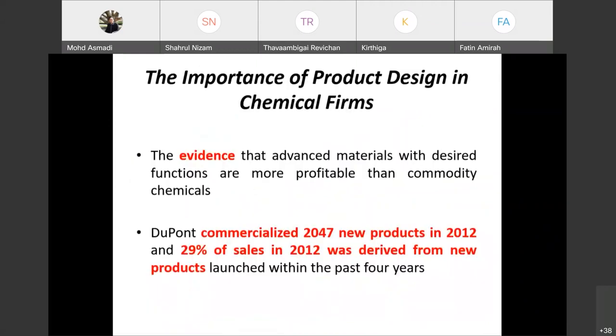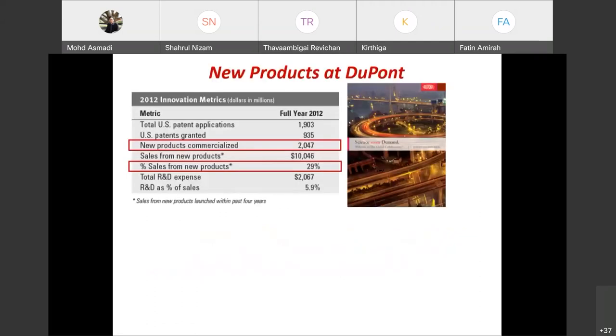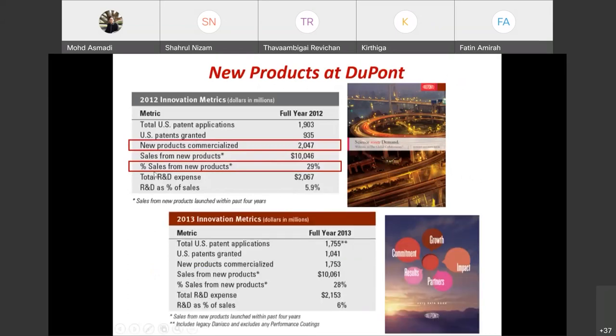Okay, let's see the importance of product design in chemical firms. The evidence that advanced materials with desired functions are more profitable than conventional chemicals. If you look at here, why is product design important? For example, from DuPont, when they commercialized 2047 new products in 2012, mostly 20% of the sales is derived from the new products, meaning that we must be updated if you have a company and want to sell to the consumer. So this is the case of DuPont. Look at here, right? Sales of the product 29%, so meaning that is an increase, okay.